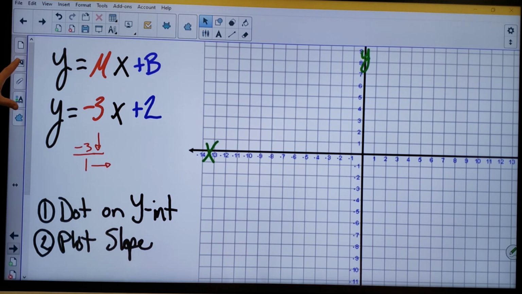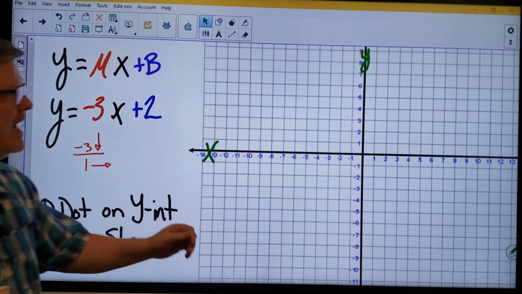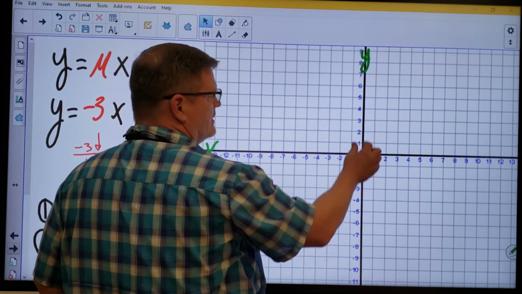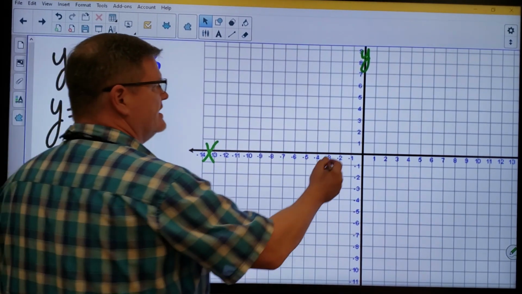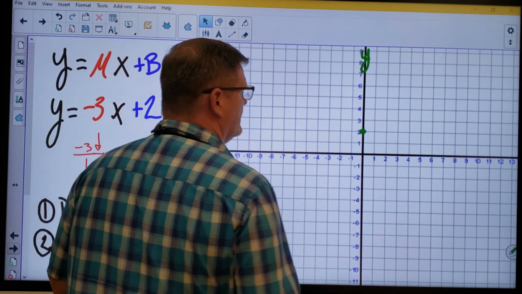So now we're going to go ahead and graph this next equation, y equals -3x plus 2. And once again, we're going to start by putting a dot on the y-intercept. And in this particular case, our y-intercept is at +2. So we know that the line that we're graphing is going to cross this y-axis right here at +2. So we start by putting a dot on +2.